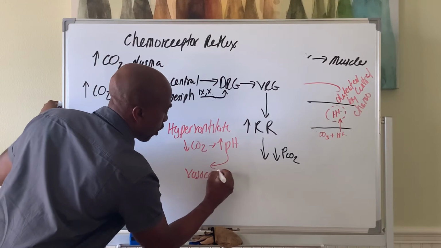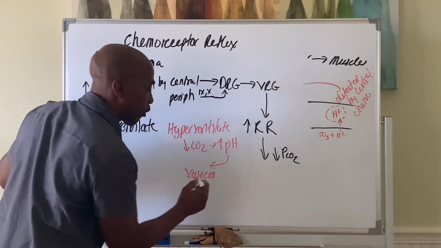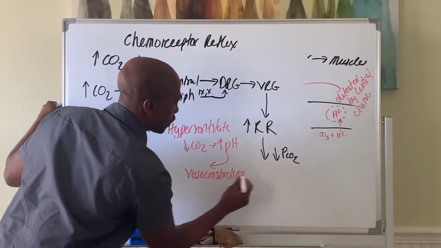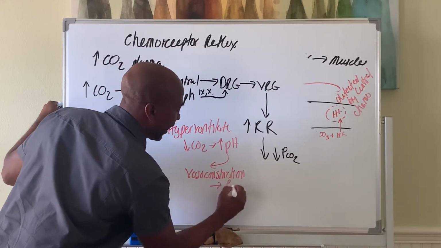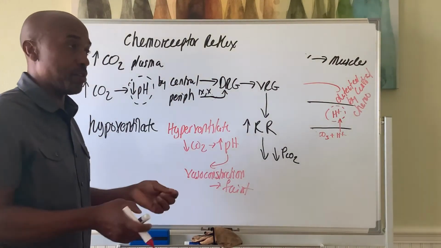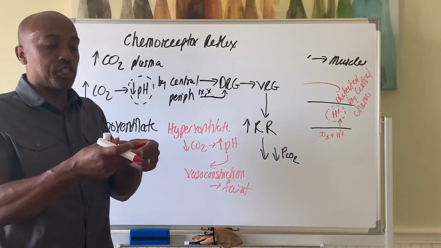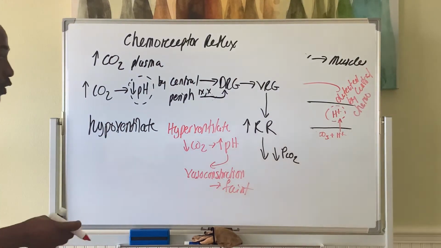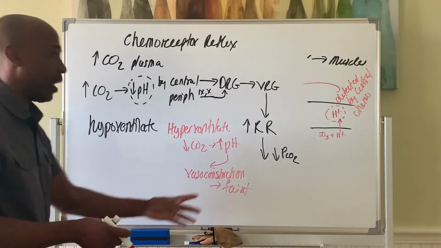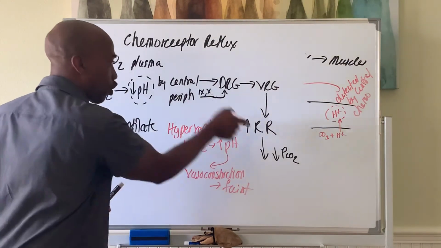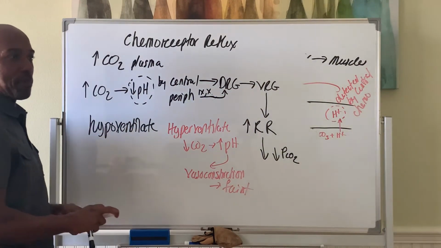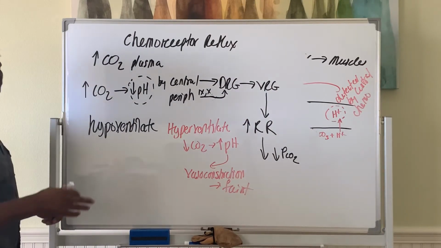vasoconstriction of your arteries in the brain. Vasoconstriction, which is what leads you to faint, you pass out. Fainting because you have low blood flow, because the improper pH will cause the blood vessels to narrow down. So you pass out. And while you pass out, you will stop over breathing, and then you can come back to normal. But typically, there isn't any reflex other than passing out to hyperventilation to get it back under control.